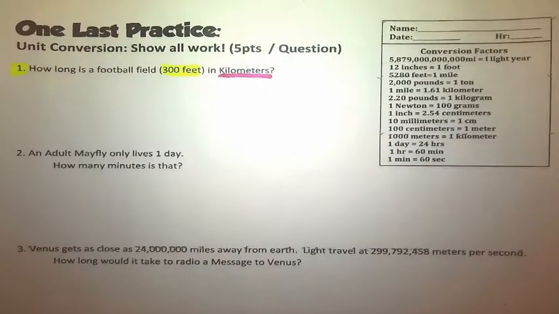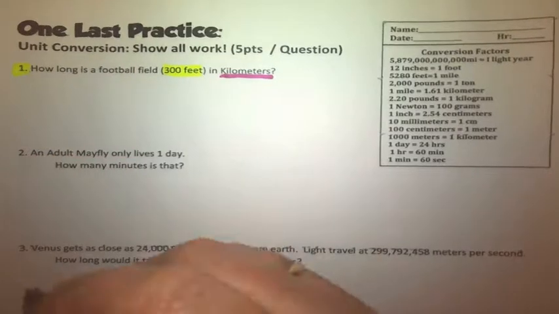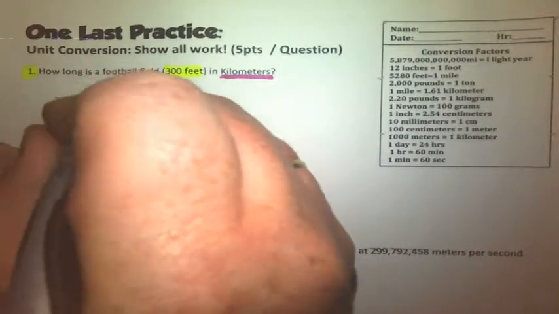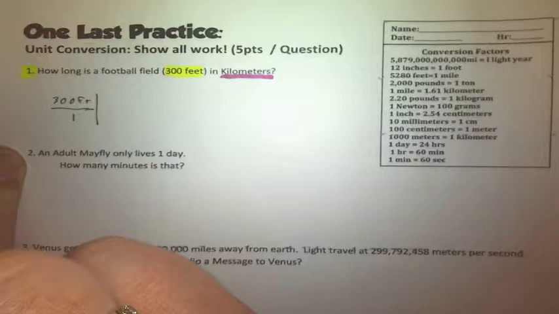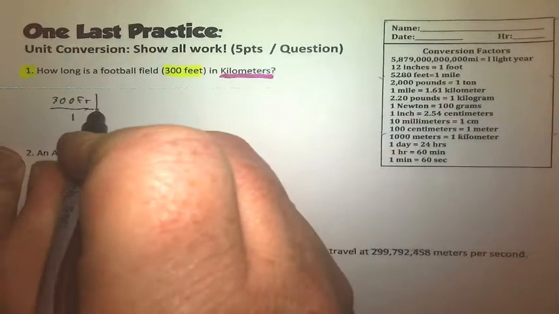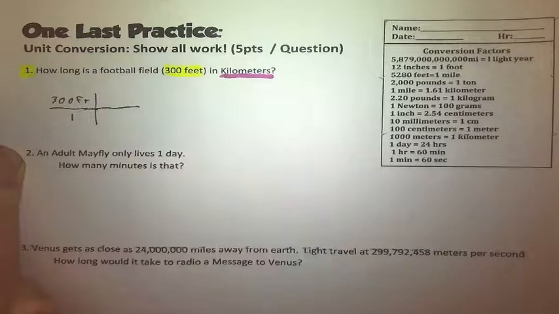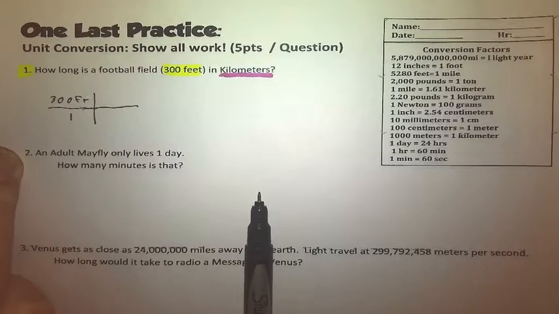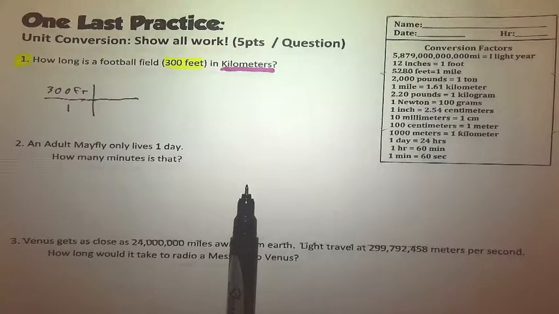That's what we have, what we want. So always set up your problem the same way. The given information over 1. So in this case, 300 feet over 1 just puts it in the fractional format. So we need some conversion factors next that will get rid of feet and leave us with kilometers. And looking at the possibilities for conversion factors, there are a few that might be useful.